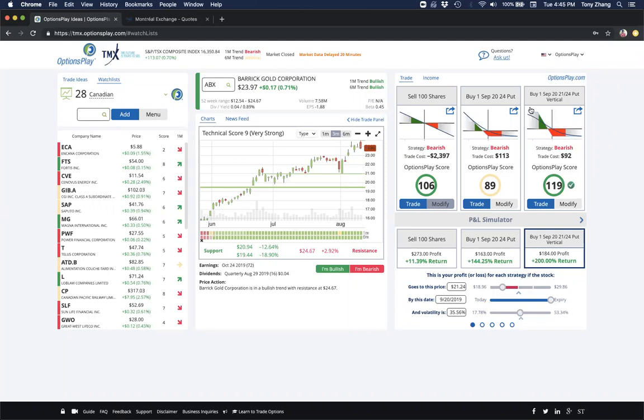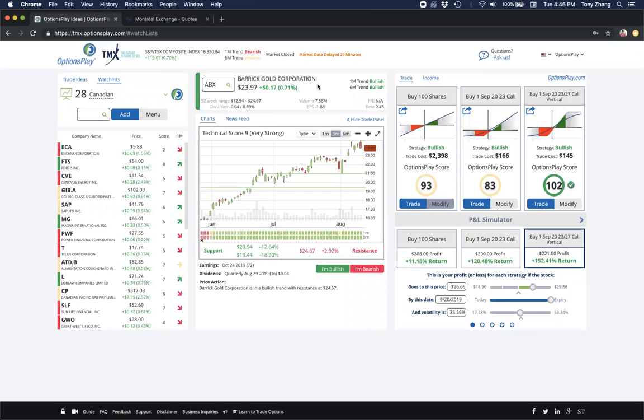So this is all designed to help you not only understand where to start, but more importantly, give you the actual expiration dates and strike prices so that you can immediately start researching these strategies and seeing how they would perform. So let's go back to the bullish strategies here for Barrick's Gold.